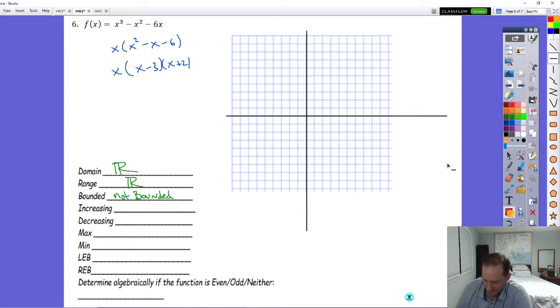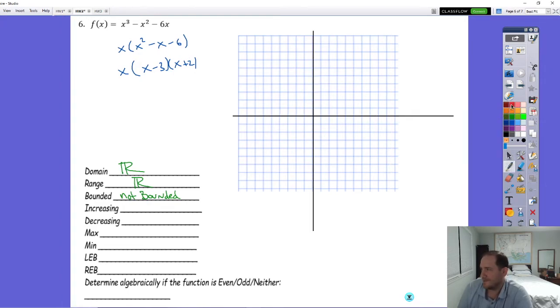So one of our zeros literally is 0, because that's the 0 of this factor. That gives us an x-intercept at x equals 0. Plot it. Then this one gives us an x-intercept at x equals positive 3. And lastly, the last one gives us negative 2. So you can plot a point there.